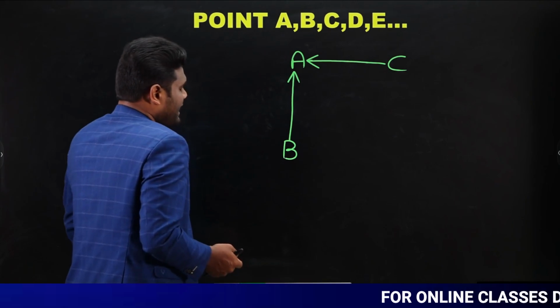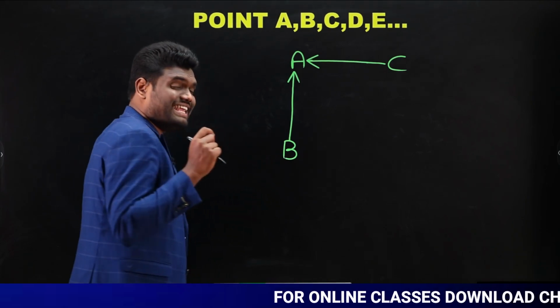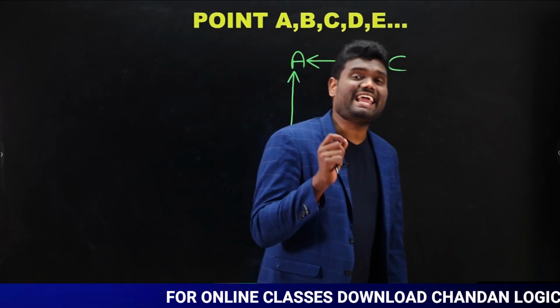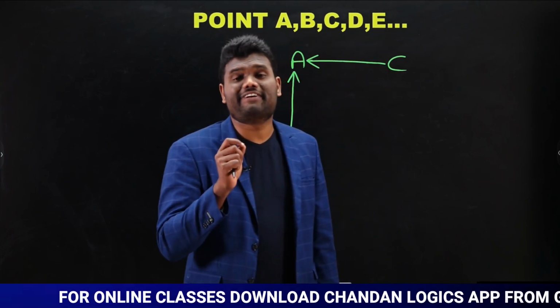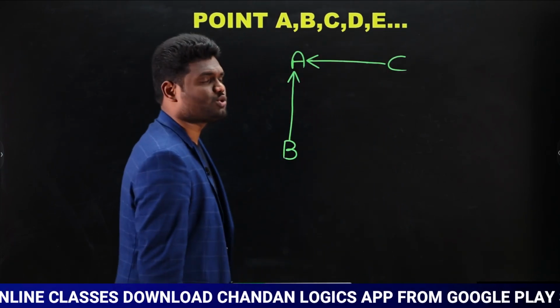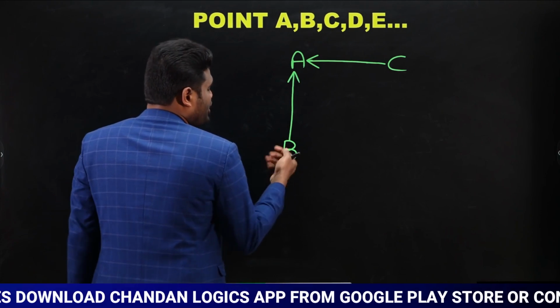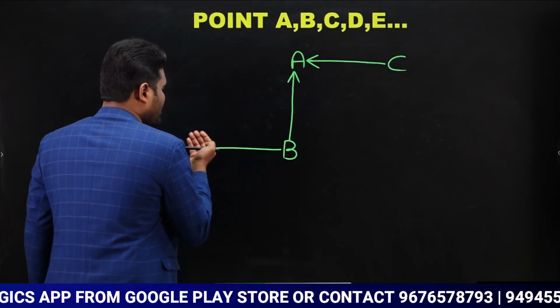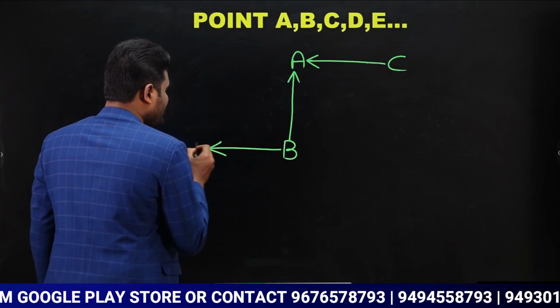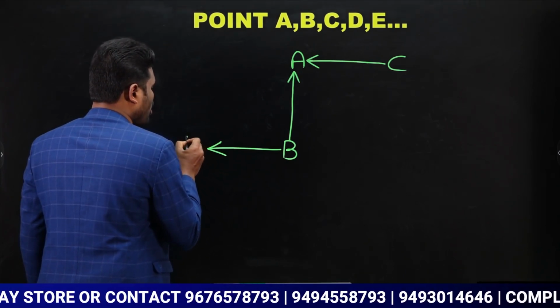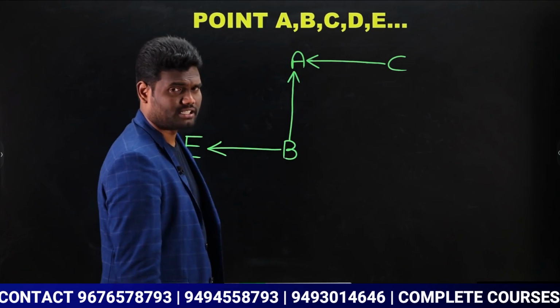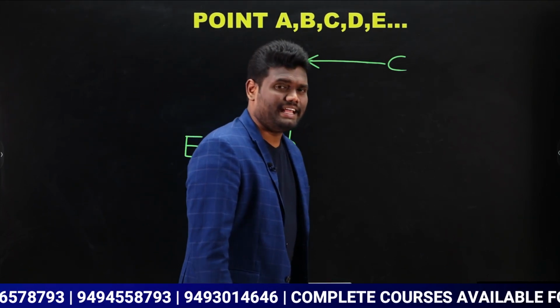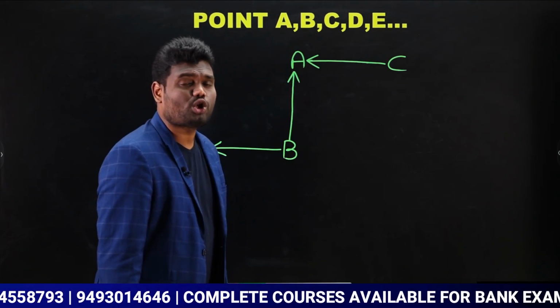Okay, next, if you observe, E is to the west of B. Now this is B. You know west is nothing but in this way. Yes or no? E is to the west of B. So E is to the west of B. Okay. Next, D is to the south of C.